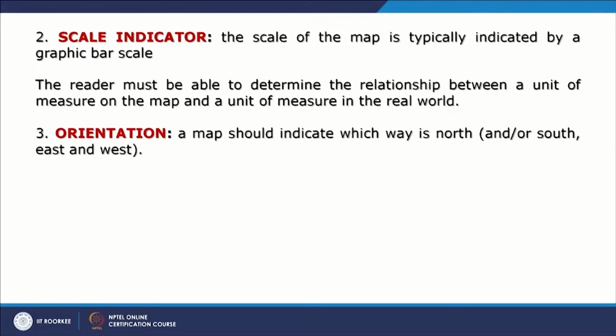Now, the third element may not be that important, but it should be discussed: the orientation. Orientation of a map should indicate which way north is. That is most important, because sometimes my study area is such that if I put it in portrait, it becomes very small in my printout. So, I would like to make it landscape, and therefore I might need to rotate the north.